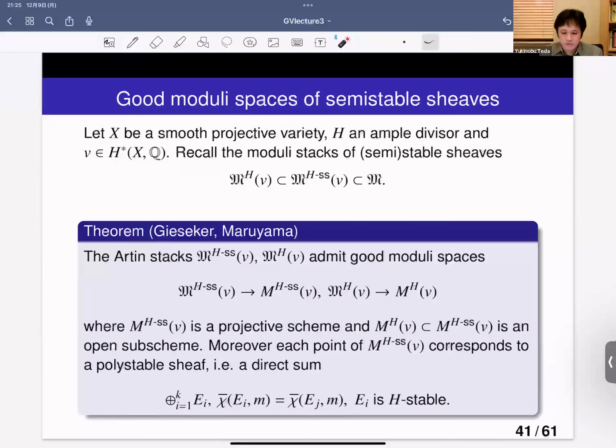Then let's recall that we have the moduli stacks of semi-stable sheaves and stable sheaves, which are open substacks of the moduli stack of all coherent sheaves. This moduli stack does not admit a good moduli space. But if we consider the open substack of semi-stable sheaves and also stable sheaves, then they admit good moduli spaces.